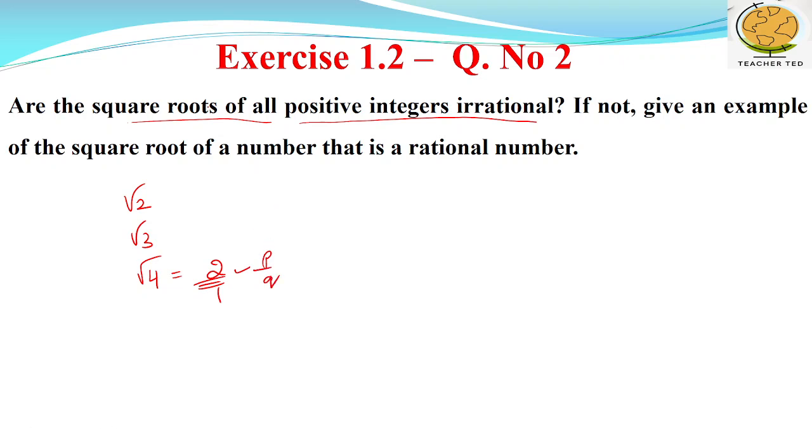So the square roots of all positive integers may not be irrational. This is an example: root 4, root 9, root 16, root 25. These are perfect squares. We get rational numbers here: 2, 3, 4, 5, and hence this statement is wrong.